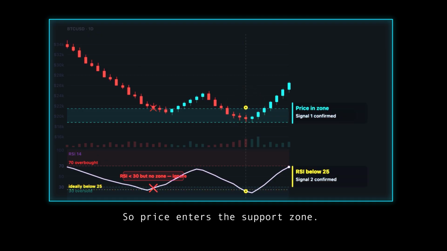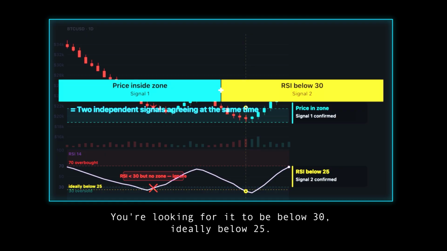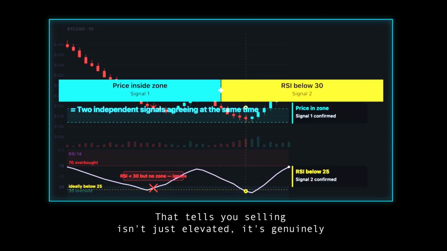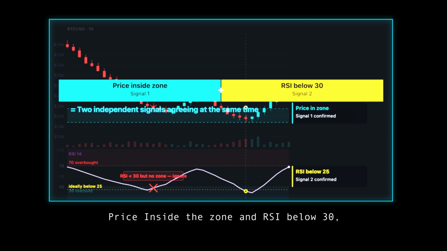So price enters the support zone. Now check RSI on the same daily time frame. You're looking for it to be below 30, ideally below 25. That tells you selling isn't just elevated, it's genuinely stretched at this exact location. When both are met at the same time, price inside the zone and RSI below 30, you now have 2 independent signals agreeing.